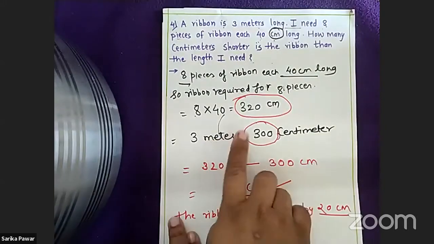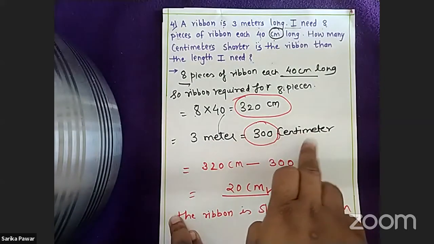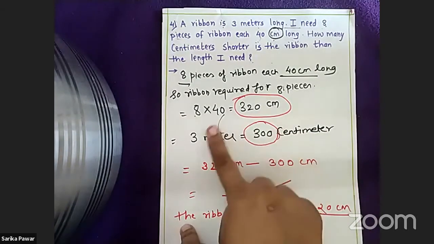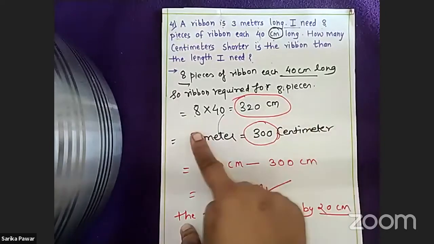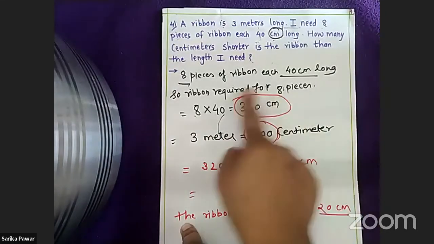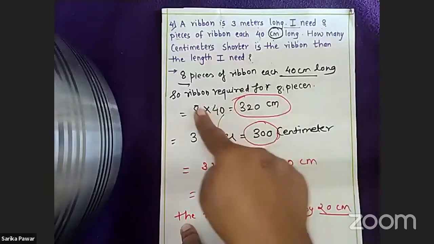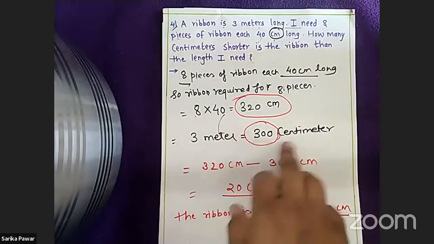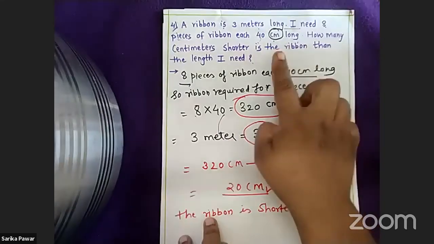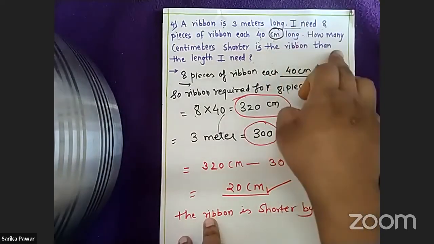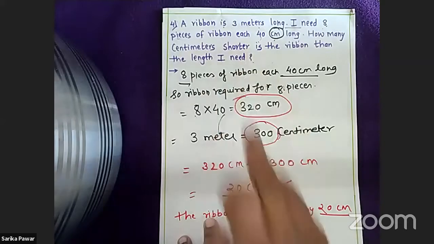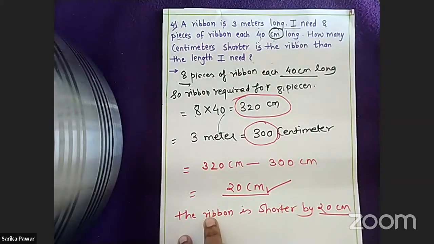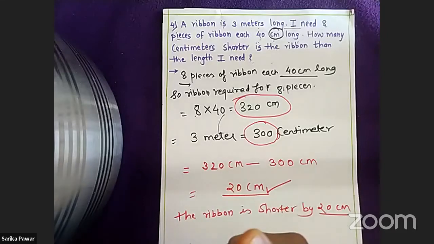The given ribbon is 3 meter, that is 3 meter is equal to 300 centimeter. Means our given ribbon is 300 centimeter and the ribbon we require is 320 centimeter. Means we require more and the given ribbon is shorter. But the last question: how many centimeter shorter is the ribbon? That we have to find out.